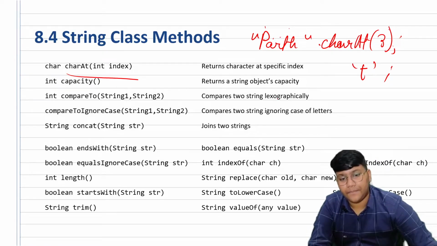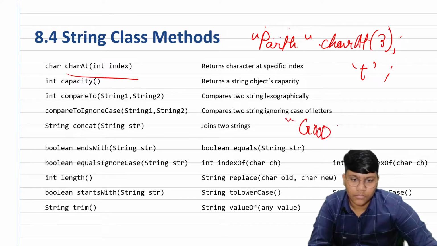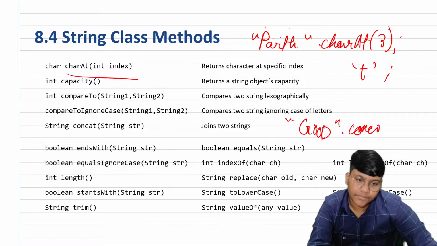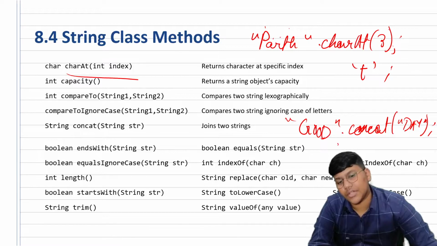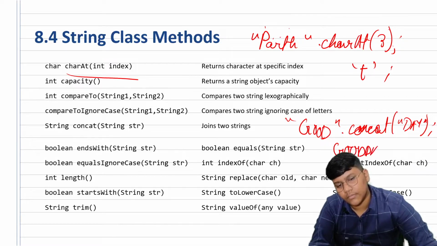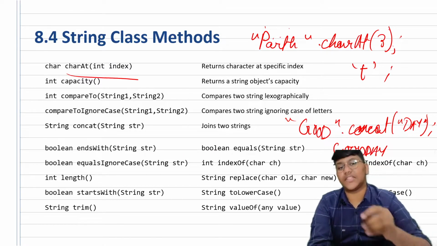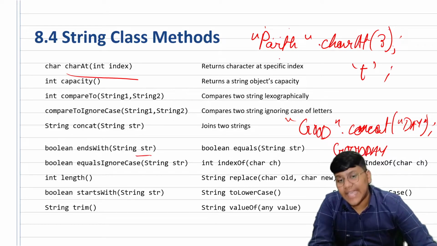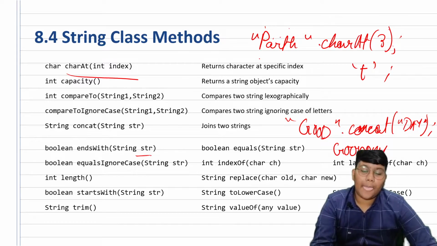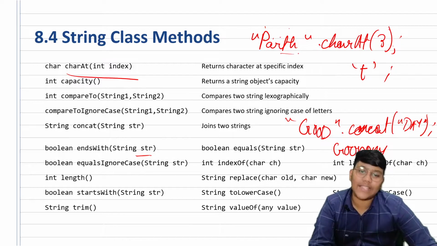For example, good.concat("day"). So the new string will be good day. Now boolean endsWith will check if the string is ending with the string we are putting here. For example, parth.endsWith("th") will return true because it ends with th.